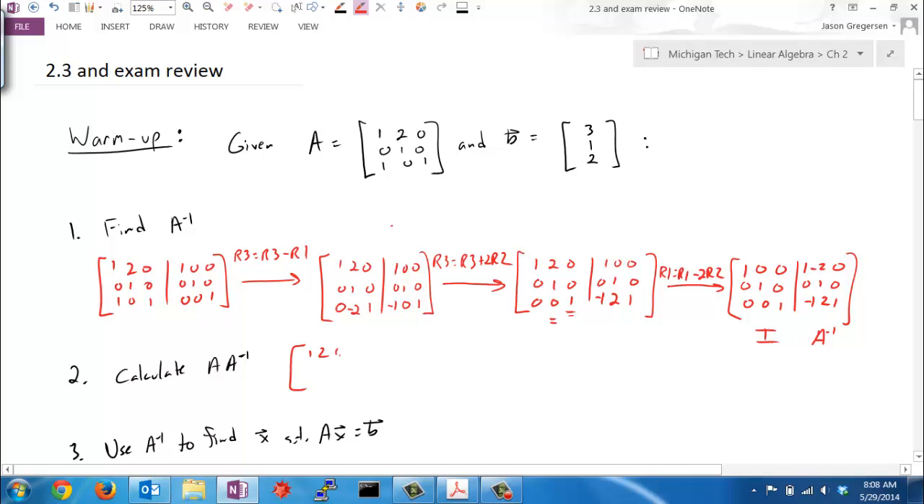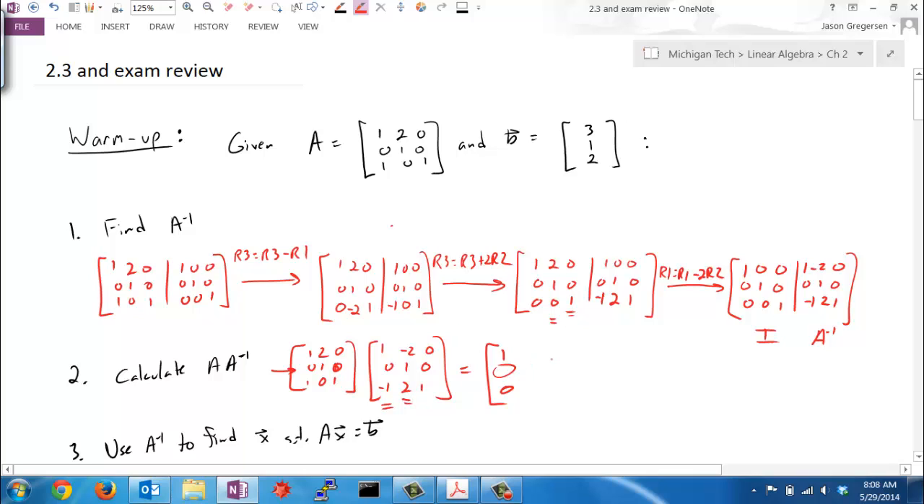Now I have my matrix A. I'm going to take that matrix times my inverse. 1, negative 2, 0, 0, 1, 0, negative 1, 2, 1. The result here, I'll get 1 plus 2 times 0 plus negative 1 times 0. Now for this position here, I'm going to take this first row times the second column. 1 times 0 plus 0 times 1 plus negative 1 times 0, so that's going to be zeros.